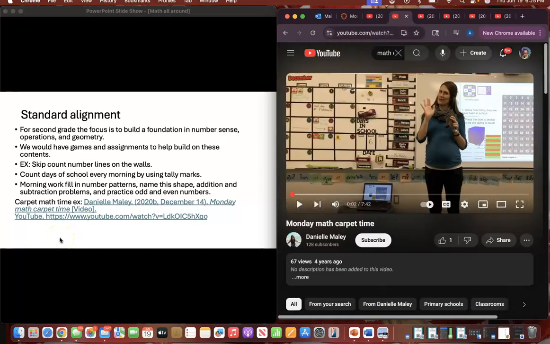Standard alignment. For second grade, the focus is to build a foundation in number sense, operations, and geometry. We will have games and assignments to help build on these contents. Example, skip count number lines on the walls, count days of school every morning by using tally marks. Morning work: fill in numbered patterns, name the shape, addition and subtraction problems, and practice odd and even numbers. I will show an example of carpet math time.